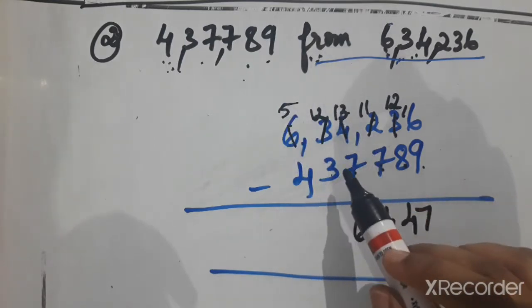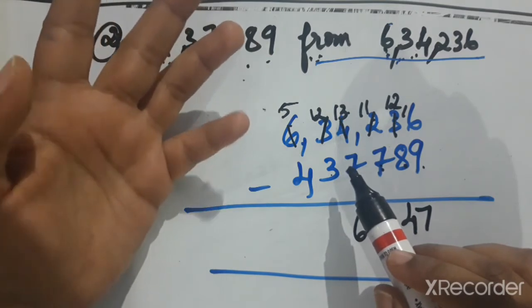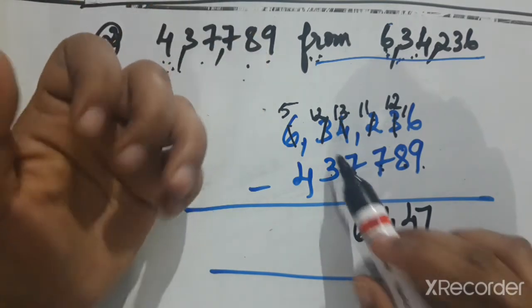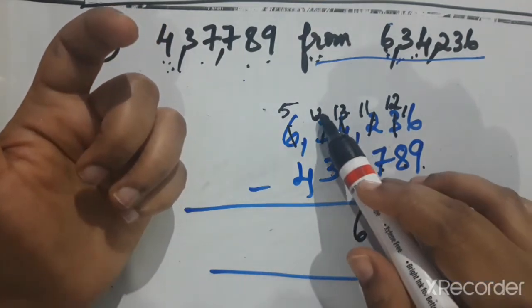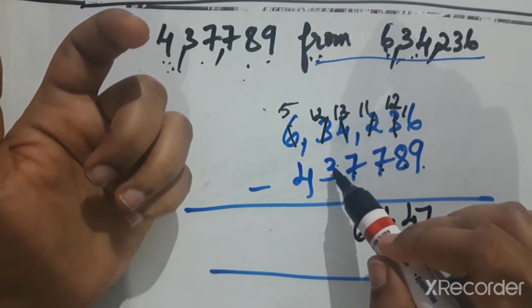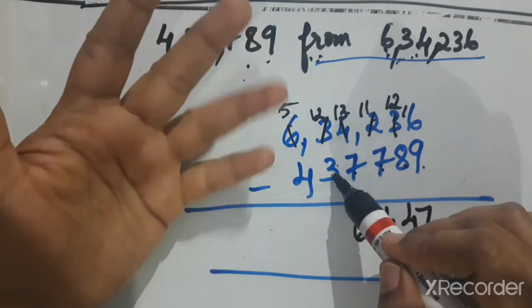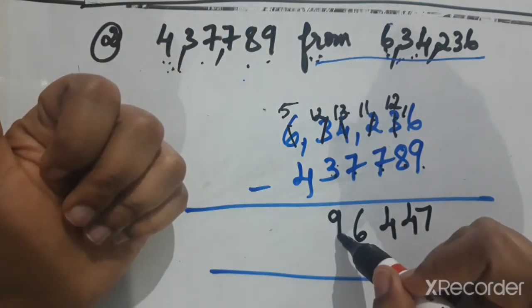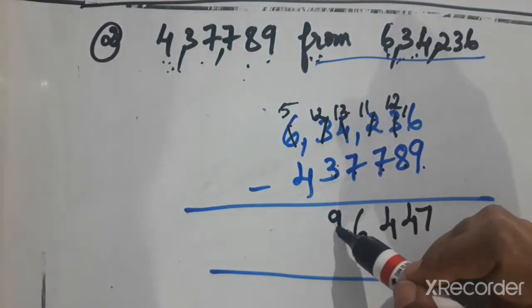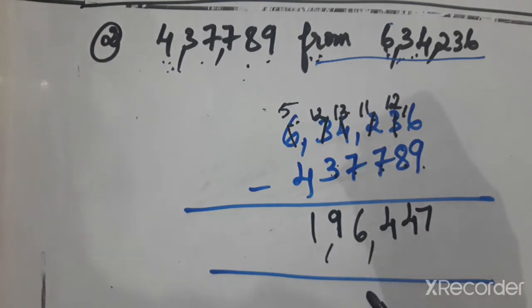12 minus 3 means 9. Sorry. Now 12 minus 3, so we have to equalize 3 to 12. So 3 means 4, 5, 6, 7, 8, 9, 10, 11, 12. How much do we have to add? 9. So 12 minus 3 is 9. Now here 5 minus 4 is 1. Answer is 1,96,447.